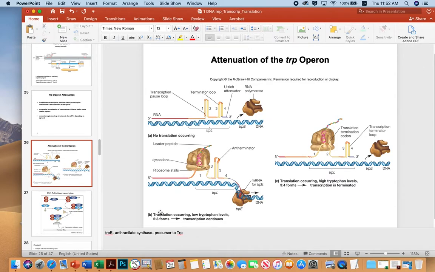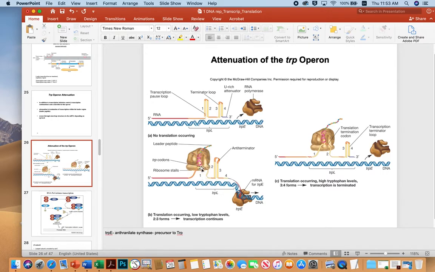So looking at panel B, this is more of an actual scenario where translation is occurring in a low tryptophan environment. So again, you have to think about that as it's a low tryptophan environment, so the organism would want this operon expressed. And so the ribosome is moving along and it hits this TRP leader region here. And what's interesting is the TRP leader region has a lot of codons for tryptophan. And so that dictates the pace of the ribosome.